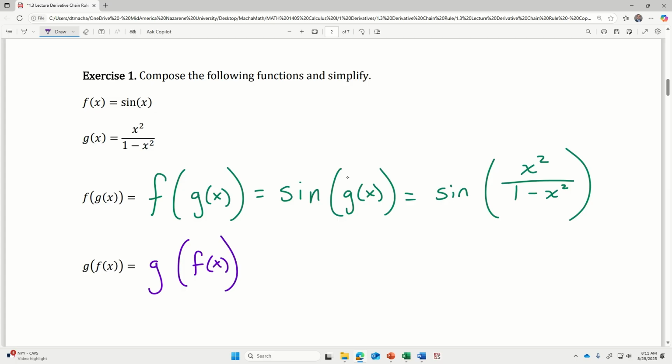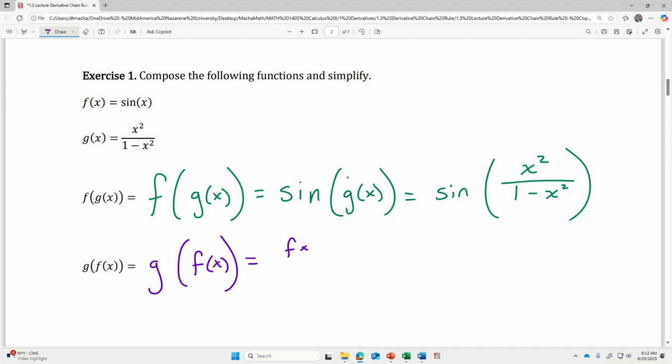Now let's take g of f of x. And what is this going to be? Hudson? So it'd be like sine squared x over 1 minus sine squared x. Perfect. Yeah. And so the g of x is x squared divided by 1 minus x squared.